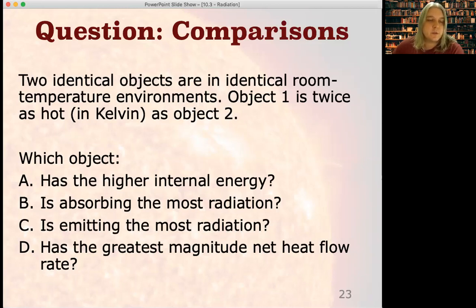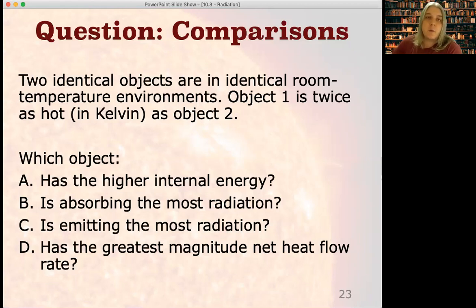For B, which is absorbing the most radiation, remember that the absorption is based on the temperature of the environment the object is in. We've said that these are both in identical room temperature environments, so they're both going to be absorbing the exact same amount of radiation. Because the objects are identical, they've got the same surface area, and the environment's the same temperature, so the absorption is going to be exactly the same.